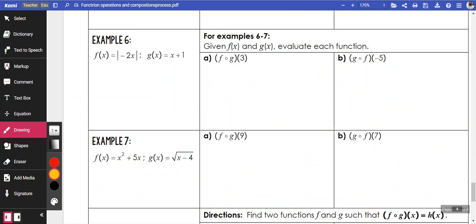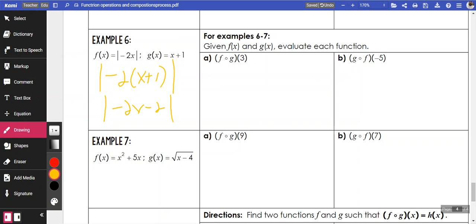Okay, so hopefully that worked out. I want to talk about example number 6. I'm going to do that with you. This says basically find the composition and then evaluate it for 3. So I'm going to find f of g of x. That's the absolute value of negative 2 times x plus 1, and you close the absolute value. That's what that one is. Okay, that's pretty easy enough. So when we polish this up, you get the absolute value of negative 2x minus 2, right?